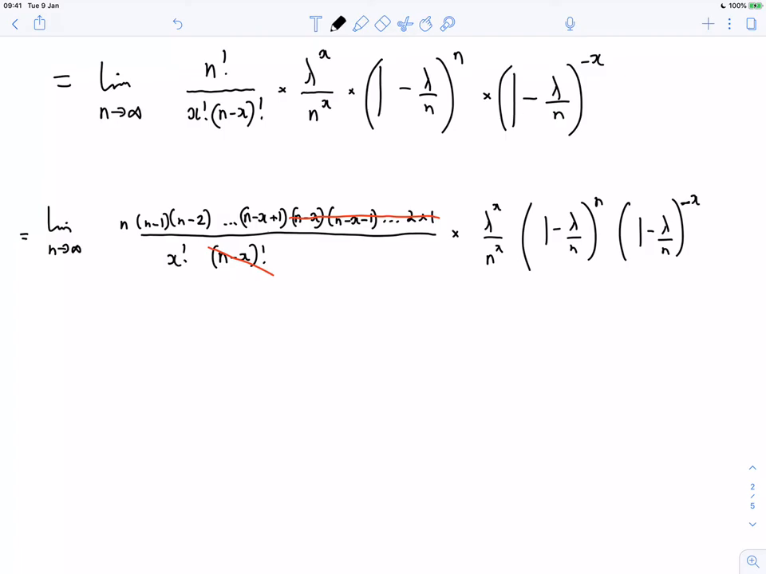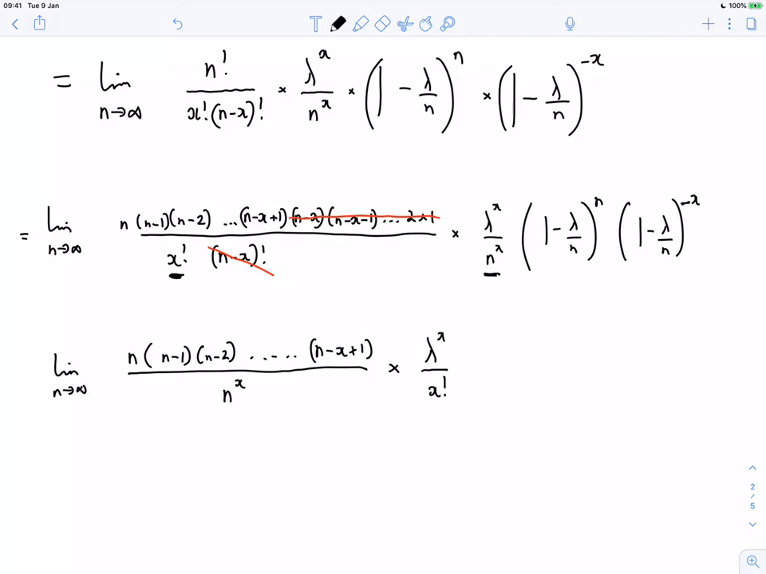Now, if I redistribute this a little bit, I'm going to have n times n minus 1 times n minus 2 and so on times n minus x plus 1 on the top. And now I'm going to swap the x factorial and the n to the x over. So this becomes n to the x over here times lambda to the x over x factorial. And this is still the limiting case as n tends to infinity. Now the reason I can do that is because if I've got 2/3 times 3/4, that's the same as 2/4 times 3/3. That's just how multiplication of fractions works. It's absolutely fine. Don't panic about it. This is just real numbers. And then the rest is still as follows: 1 minus lambda over n to the power of n, times 1 minus lambda over n to the minus x, like so.